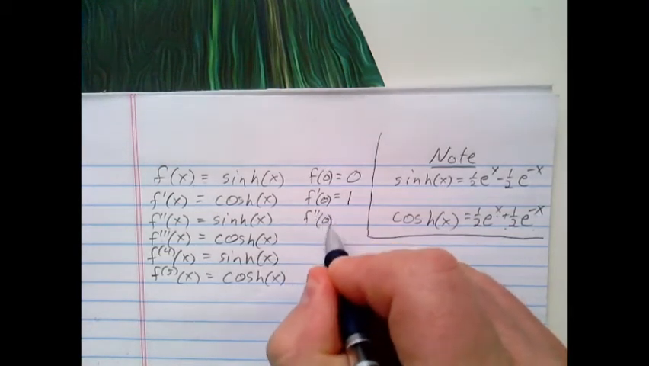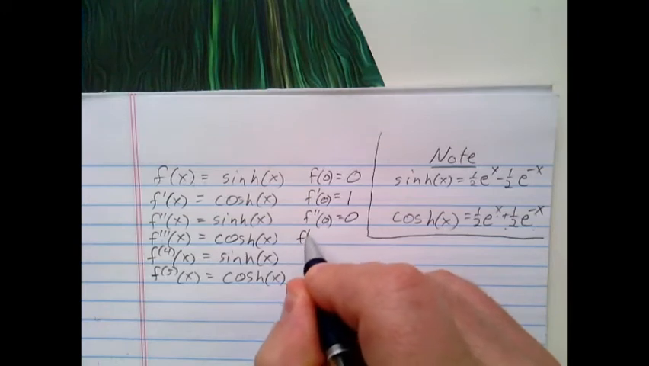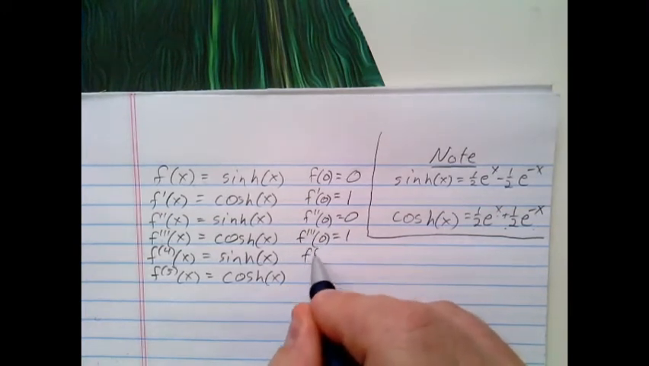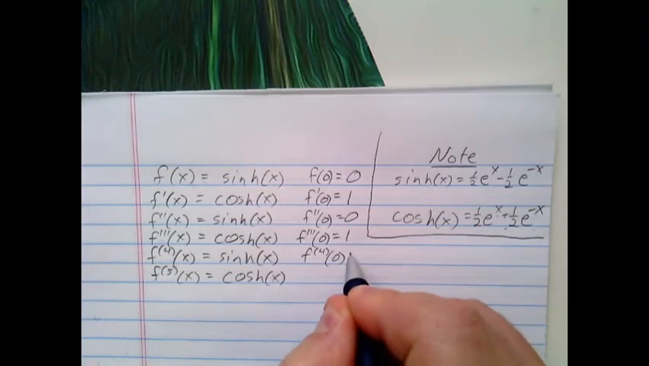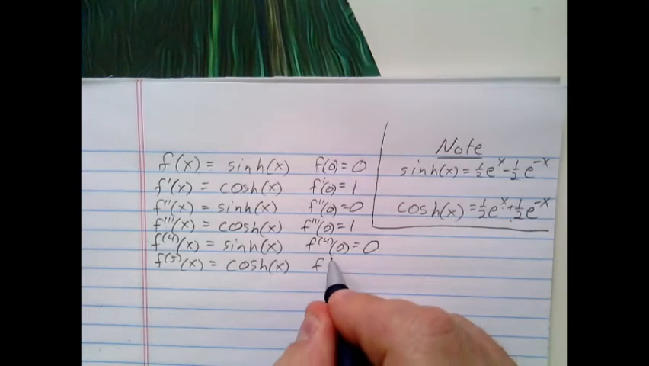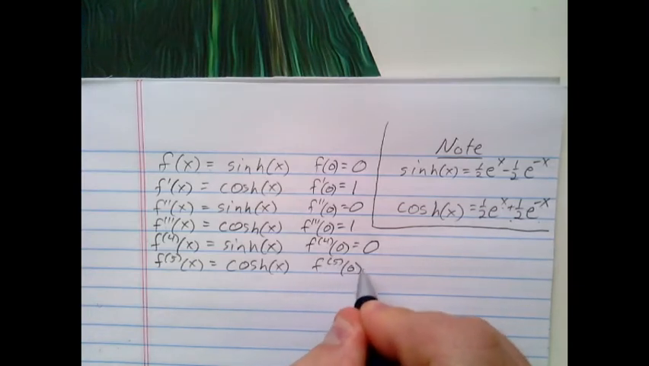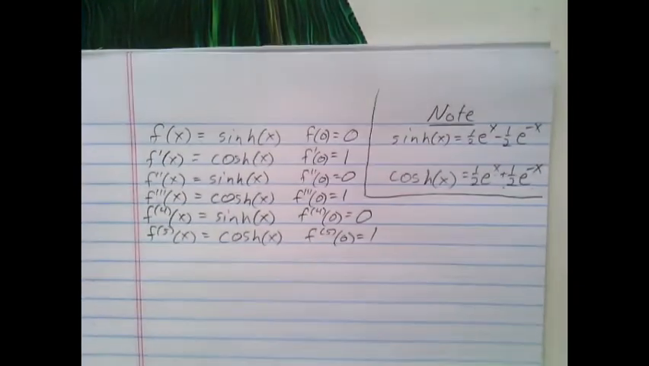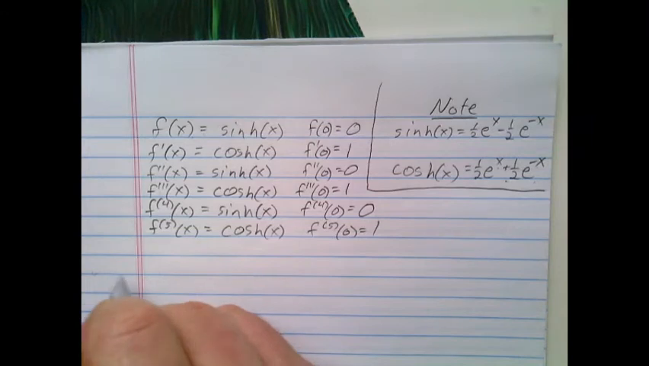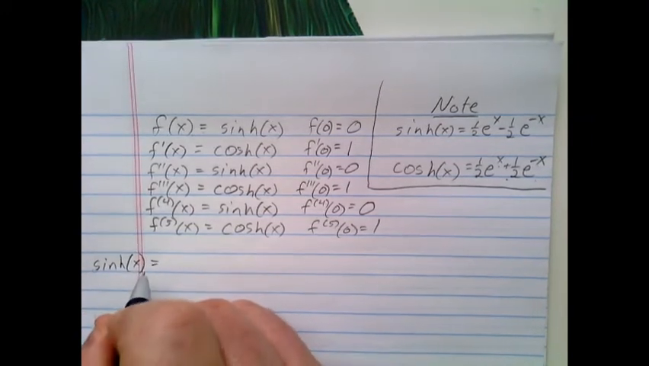So the second derivative at 0 is 0. The third derivative at 0 is going to be back to 1. The fourth derivative evaluated at 0 is 0. And then the fifth derivative evaluated at 0 back to 1. Okay. So if I want to write out my power series, I can say that hyperbolic sine.